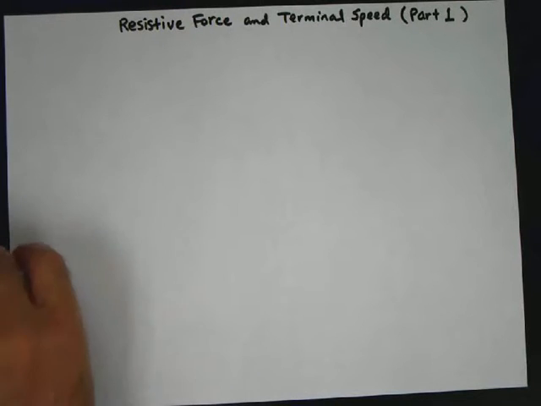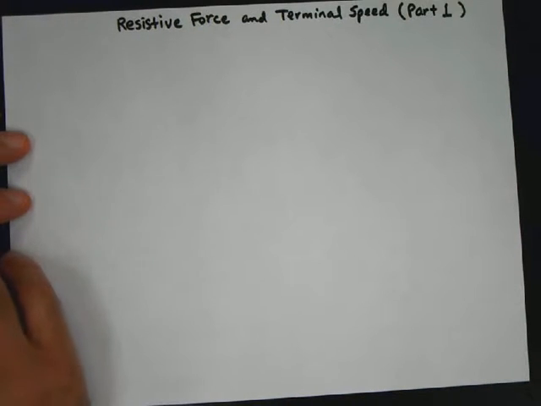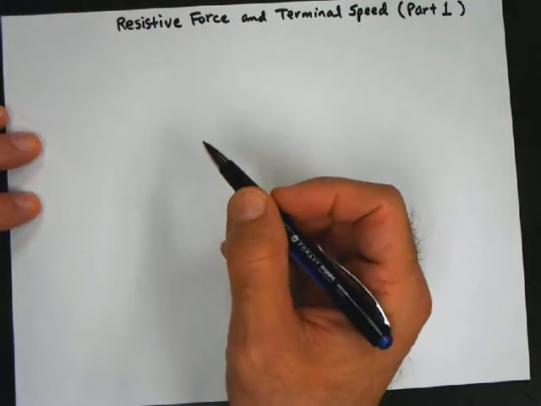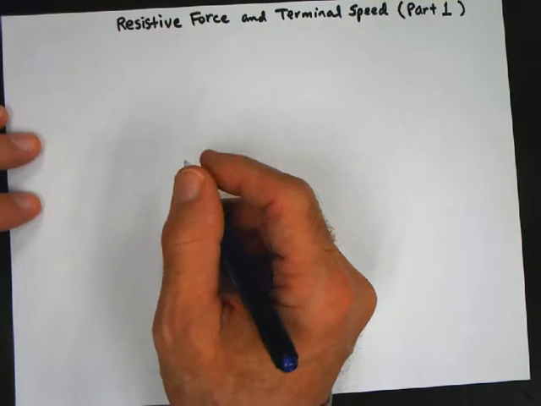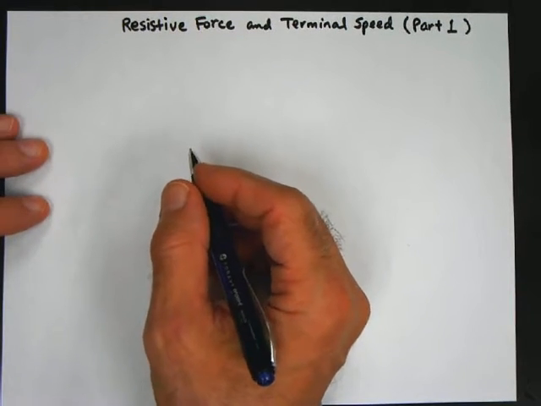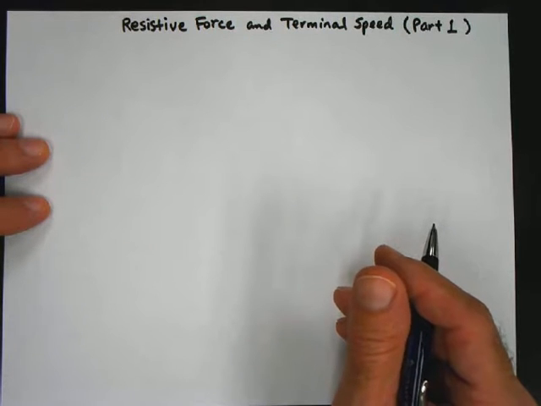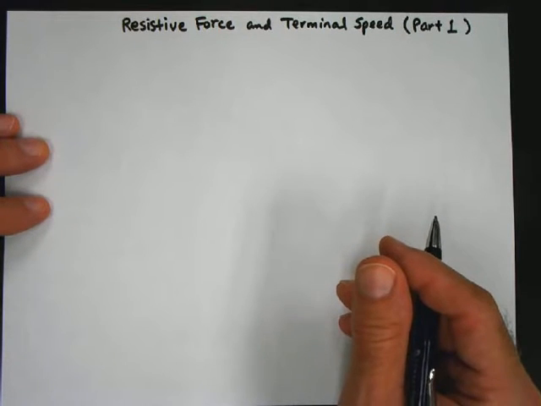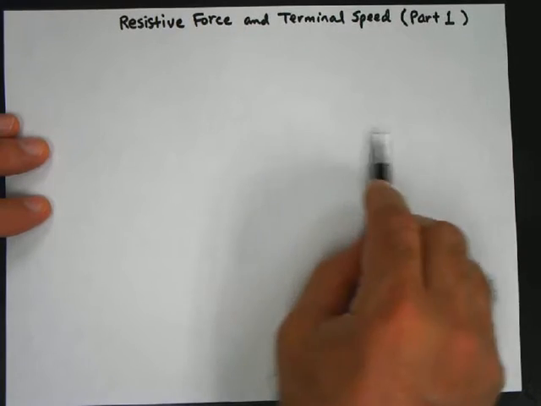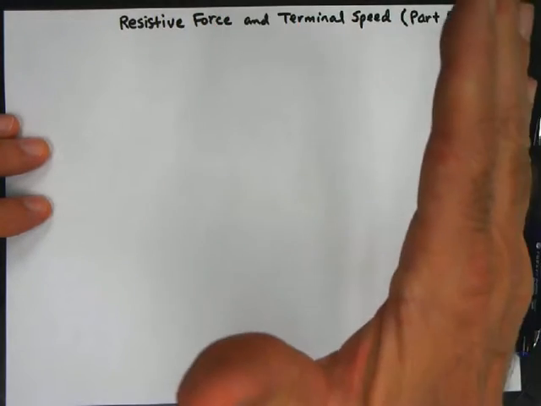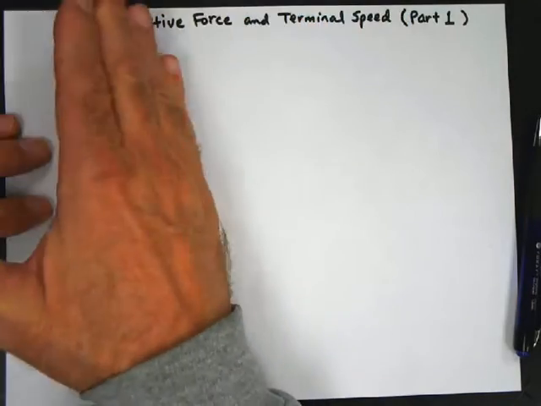Here's part one of a video dealing with resistive force and terminal speed. And we're dealing with fluid resistance here. An example would be if you took your hand and placed it out of a car window when your car is moving really fast. You can feel that fluid resistance, can't you? You might stick your hand out like that, and when the air hits it, it'll raise your hand up. If you change the angle, it'll go down.